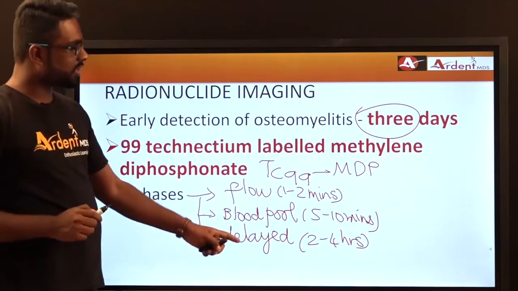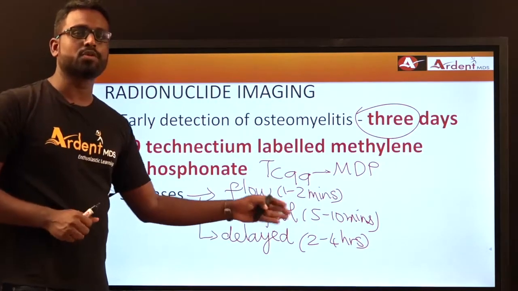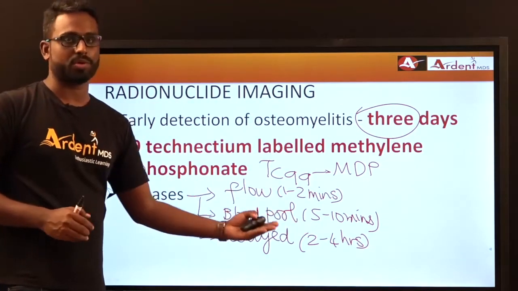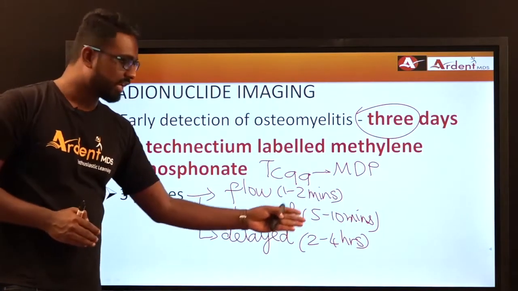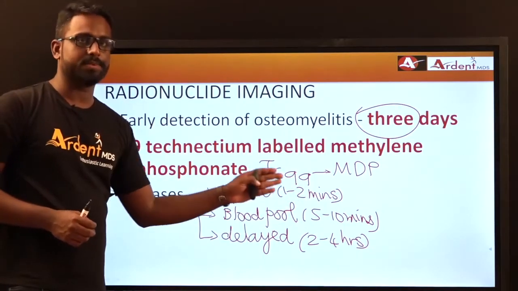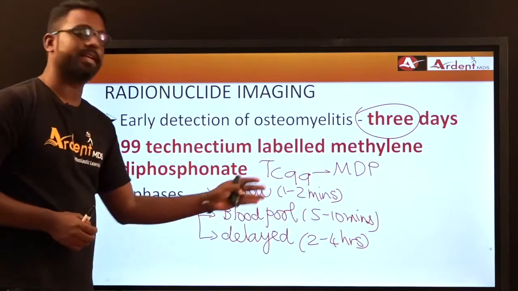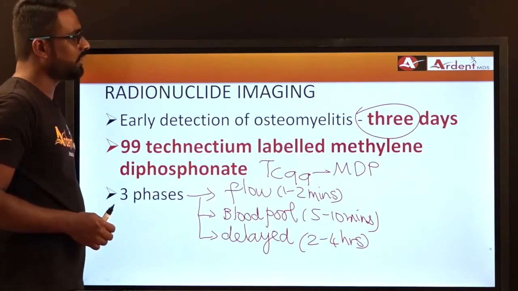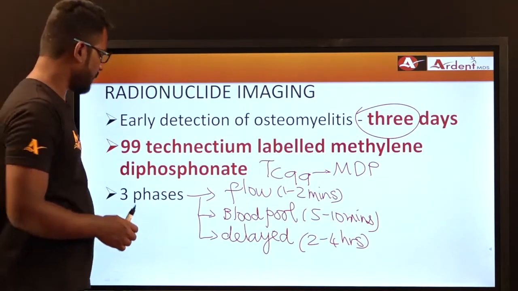So in each stage, how is the radiological picture? We will use it to identify osteomyelitis. We are not going to go very in-depth. You have to definitely know about the 3 steps or these 3 stages and what is the material that we use: technetium 99 for radionuclide imaging.